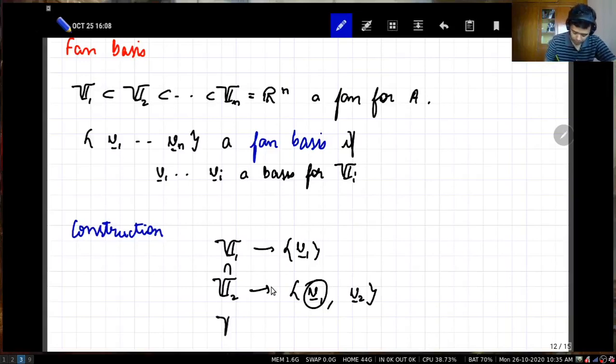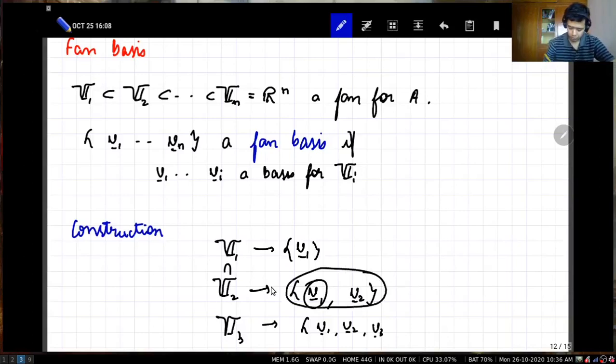Right? So similarly for V3 we have v1, v2. Now pick any vector which lies outside the span of these two vectors but still within this subspace. Call it v3. So this forms a fan basis. So similarly we can do this iteratively, and v1, v2, v3 up to vn will form a fan basis for the matrix A.